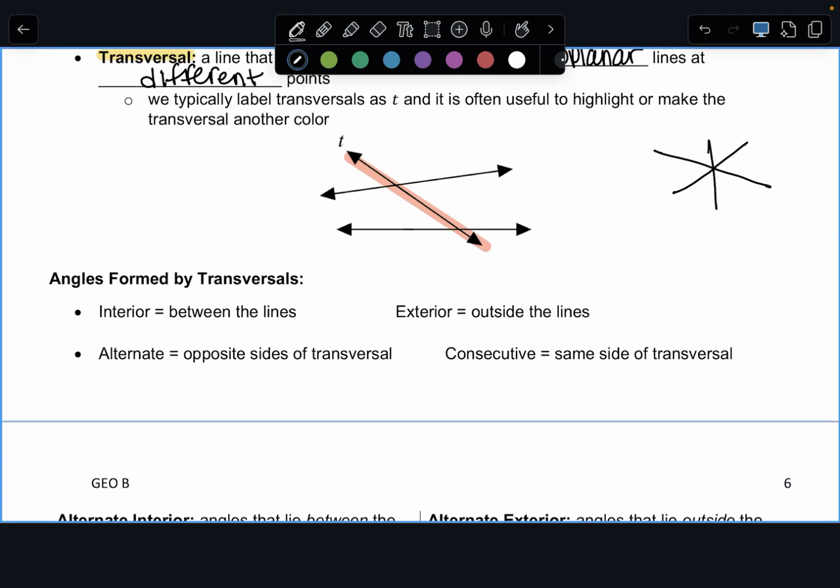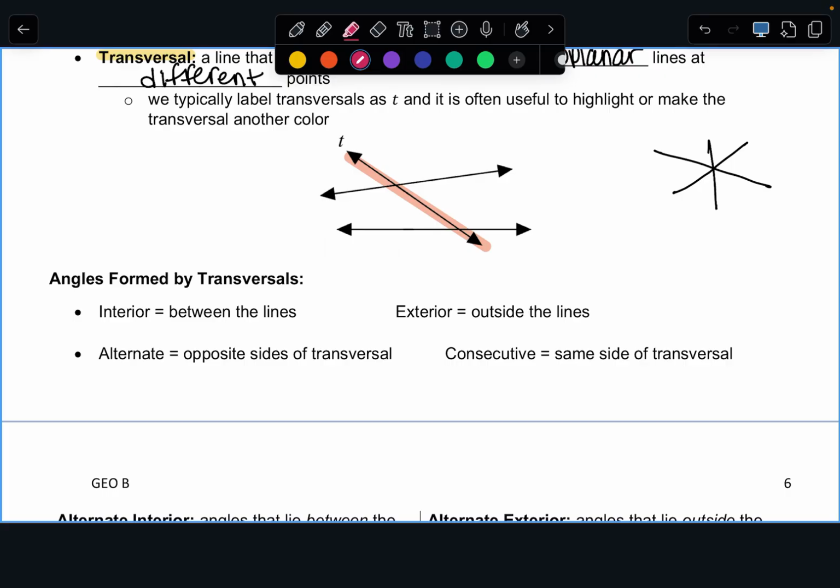And when this happens, all of these angles, all 8 of them, have these special properties. And we can name pairs of angles. And when we name pairs of angles, there are 4 key words that we use to name them. First one is interior. This is where I want you to get your colors out. Pull out a color.